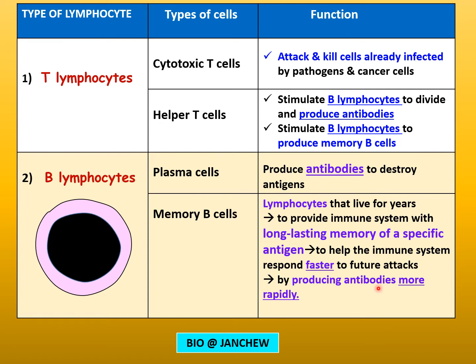So in case the person is exposed again to the chickenpox virus for the second time or third time, his lymphocytes, the memory cells, will be able to respond by producing antibodies more rapidly than before, and also at greater levels. More antibodies, and also producing the antibodies more rapidly than before.